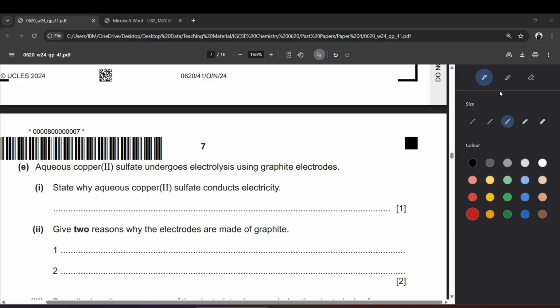Okay, just a minute. For some reason, the pointer is not working. All right, now it's back on.